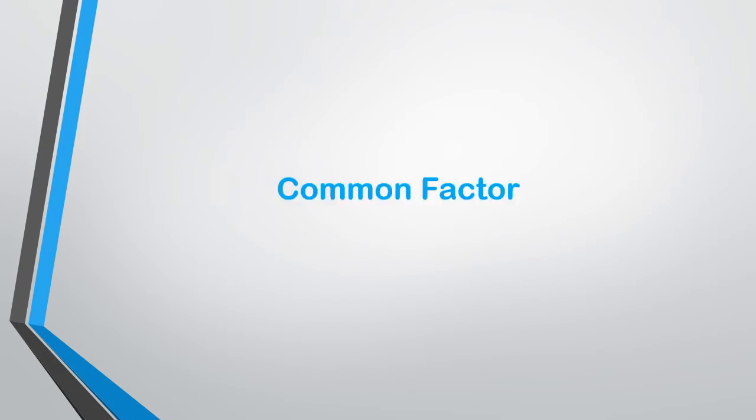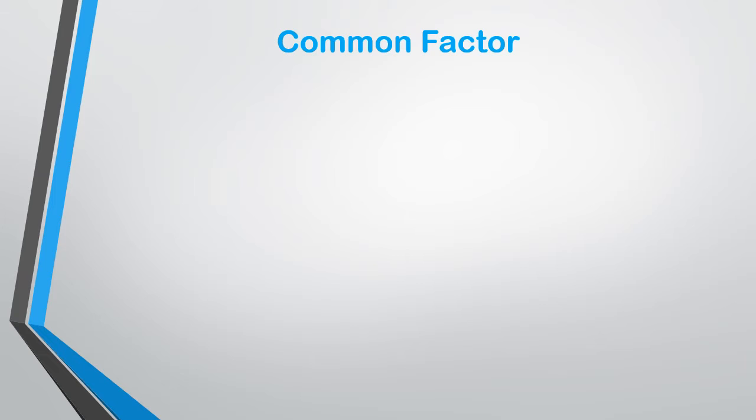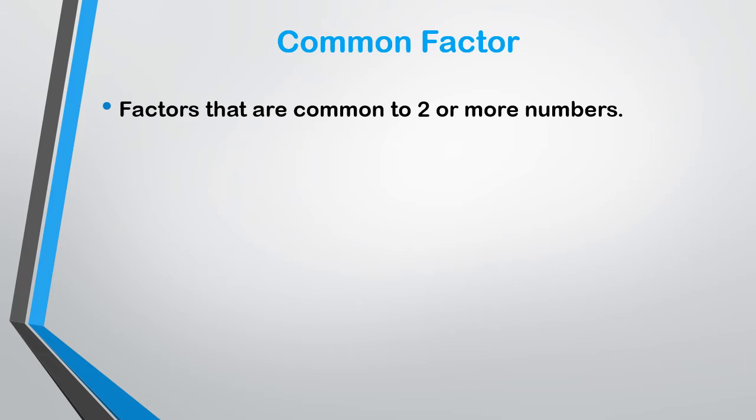So now we are going to learn about common factors. What is meant by common factor? Common factors are factors that are common to two or more numbers. So the common factor should be common for two or more numbers. Let's see an example. Factors of 6, we have already learnt, no? 1, 2, 3 and 6.